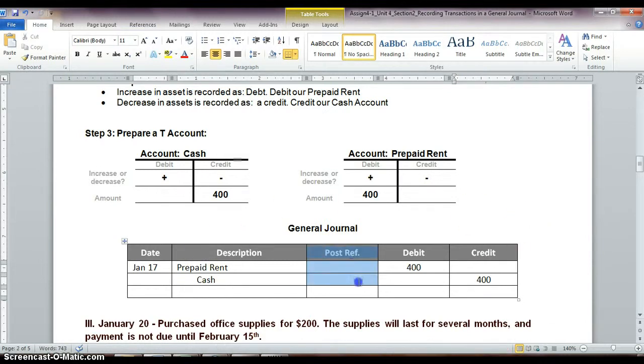A couple of you have already asked me about this post reference column. Your posting reference refers to, normally you would list the account number that you're working with. So then when you go to copy this information into your ledger, you can double check to make sure that you're referencing it correctly. Guys, I don't want you to worry about this today, okay? We might get into that a little more later, but right now I just want you to focus on copying your T account transactions into your general journal, excuse me, okay?